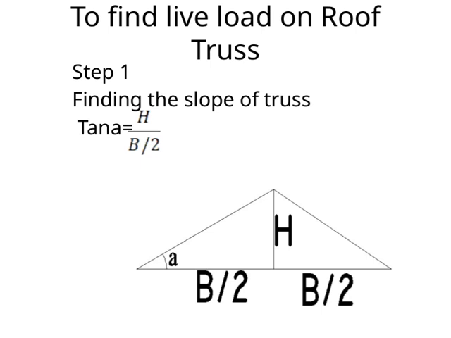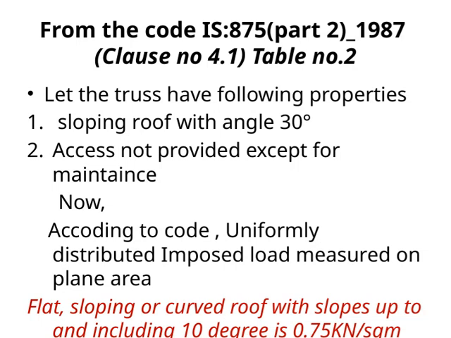truss analysis. Let's consider the properties of the truss we're working with. The roof has a sloping design with an angle of 30 degrees, which is quite typical for such structures. Access to the roof is restricted, except for maintenance purposes, so safety and accessibility are important factors in our design considerations. Now, moving on to the load specifications as per the code.